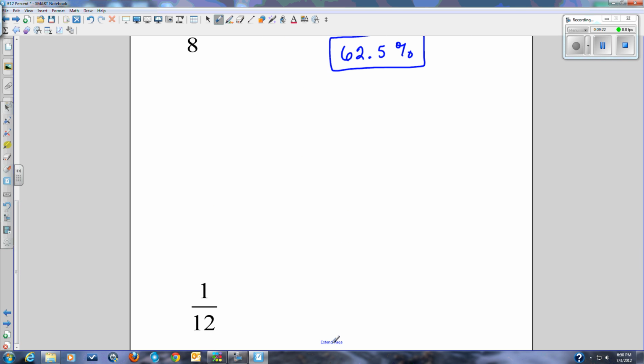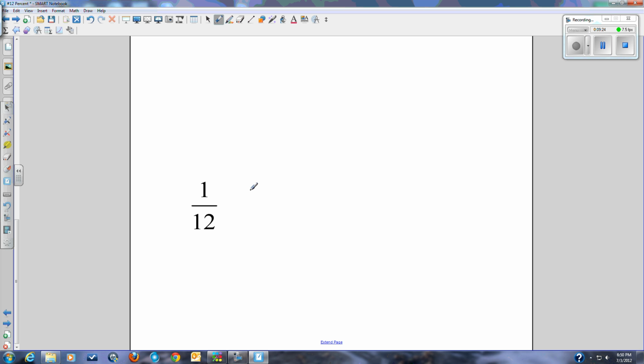Next, we have 1/12. Take the numerator of 1 and divide it by the denominator of 12. And we get 0.0833333. It seems to just go on and on forever. Okay. Now, we can actually write that with a bar over the 3, and we're going to do that in just a minute because that 3 just keeps going on and on.